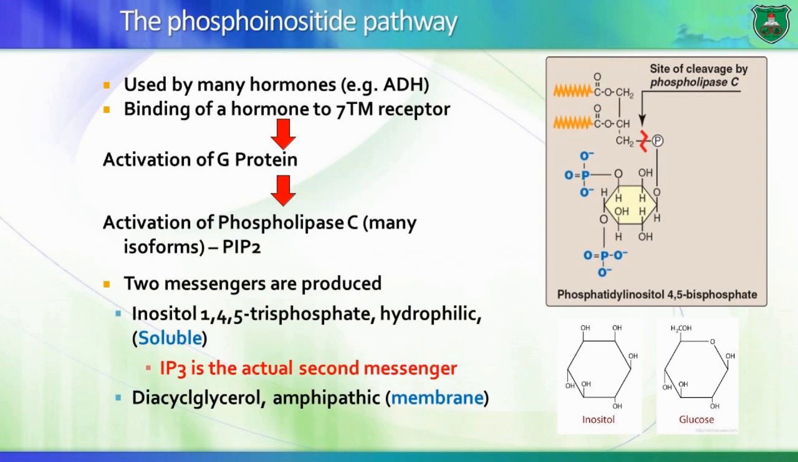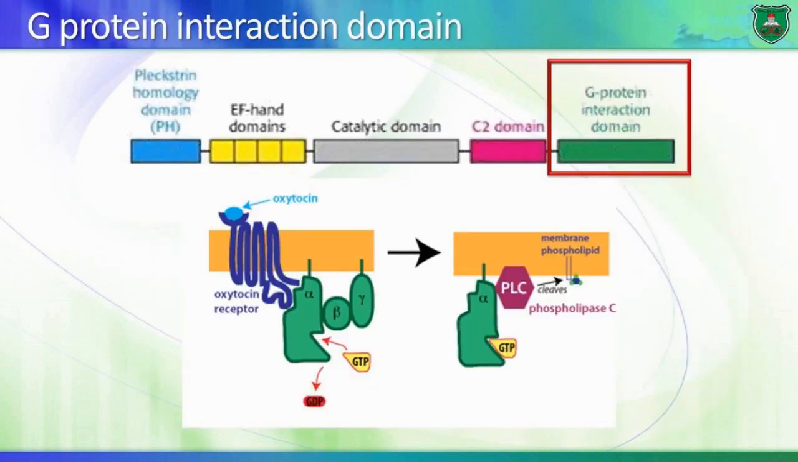Okay, so we have these 2 molecules, and they both act as secondary messengers, and again, they work in tandem. That is, they work together. They don't work by themselves. So what do they do exactly? Here's phospholipase C. It has different domains. We defined domains before. One of them is a G protein interaction domain. It's responsible for interacting with the alpha subunit. So when the G protein is activated, it can bind to phospholipase C.